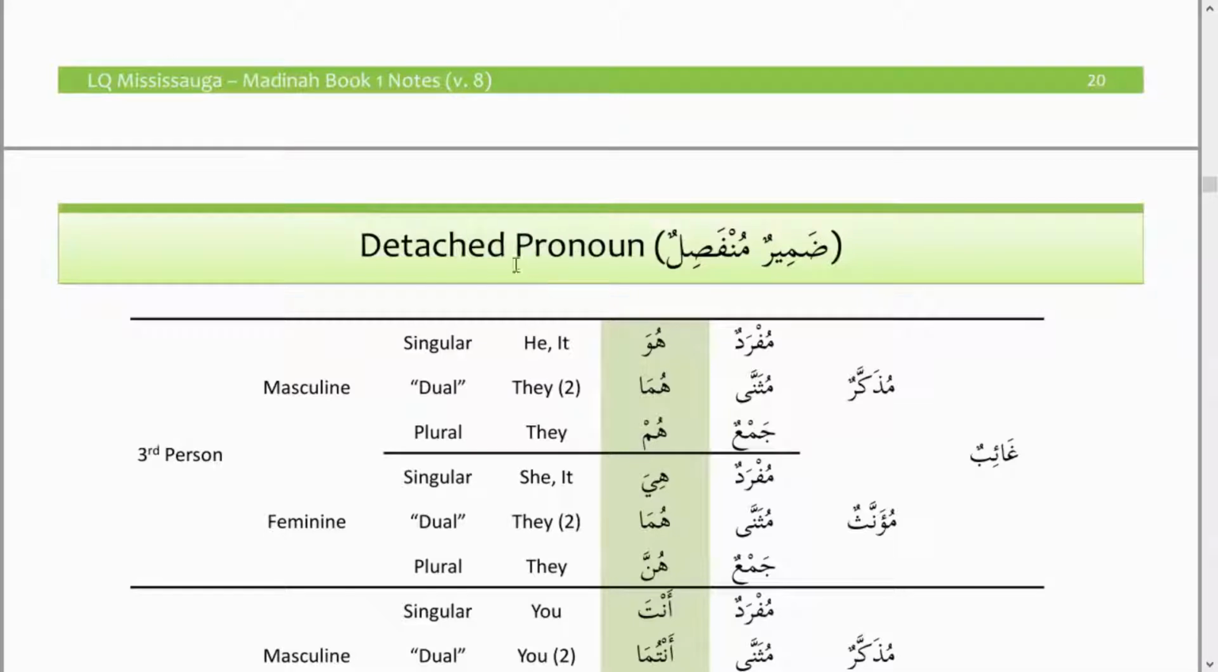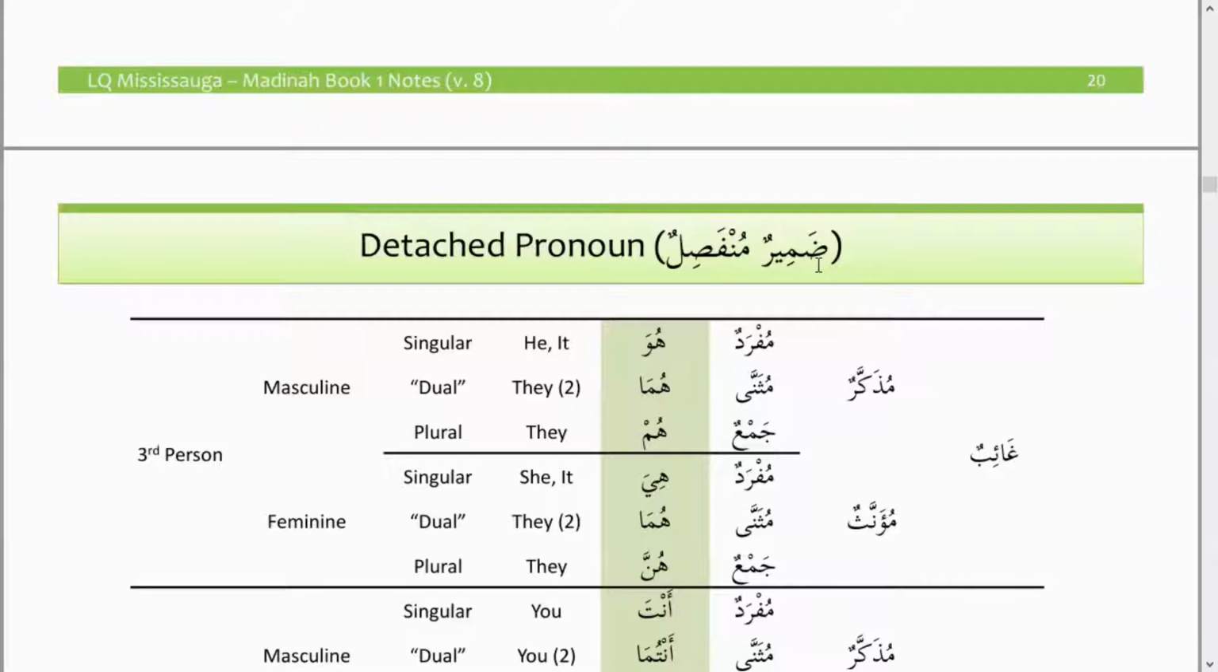So let's look at this detached pronoun. You know pronouns, right? Pronouns are used instead of a noun, a proper noun. For example, Muhammad came, Muhammad sat down, Muhammad ate, Muhammad went out. Instead of saying Muhammad so many times, we use a pronoun. Muhammad came, he sat down, he started eating, and then he went out.